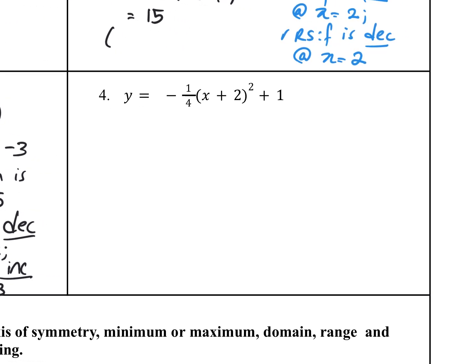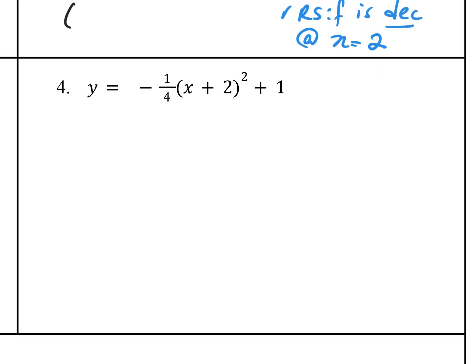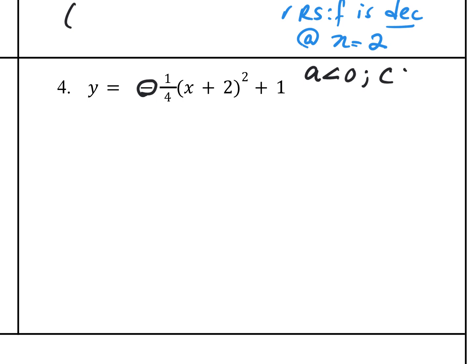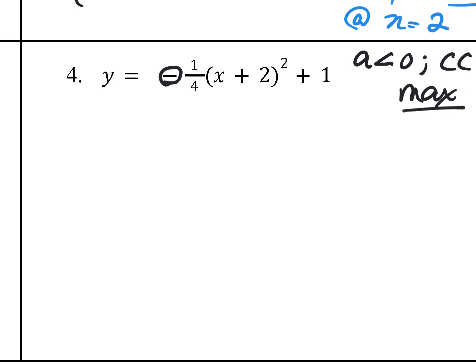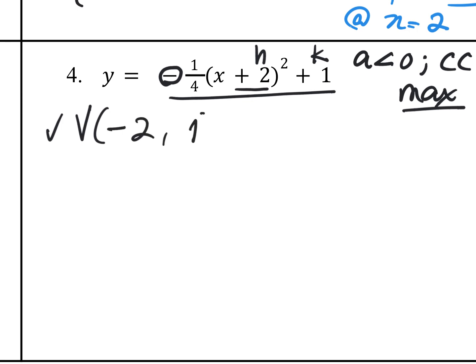Okay, next. I've noticed again the negative in there. So when it's a negative, it means that my a is less than 0. Therefore, it's going to be concave down, and if it is concave down, then I have a maximum value. So let's find the vertex. Because this is in its vertex form, this is our h and this is our k. We change the sign in here. So the vertex, the first one we're going to find, is going to be negative 2 and then 1.